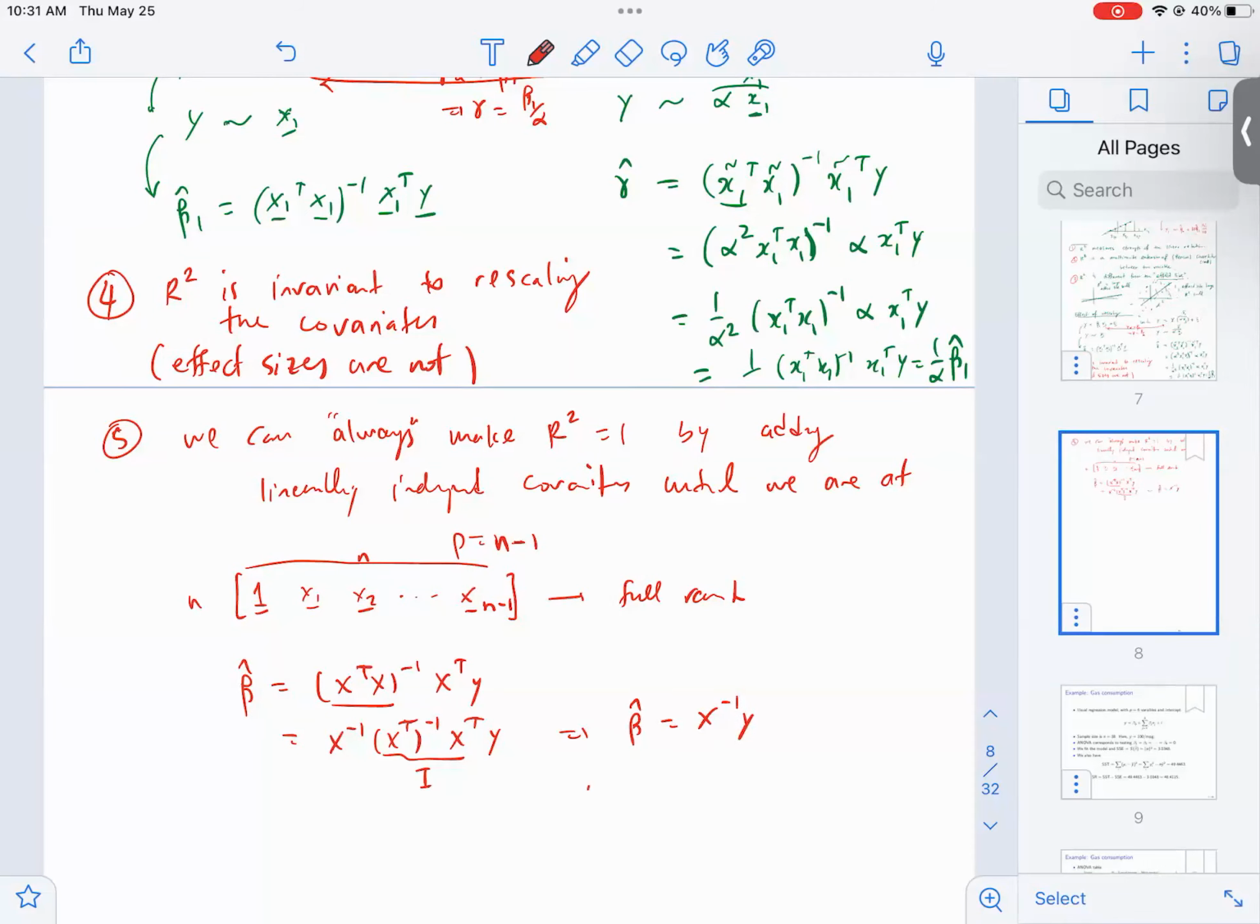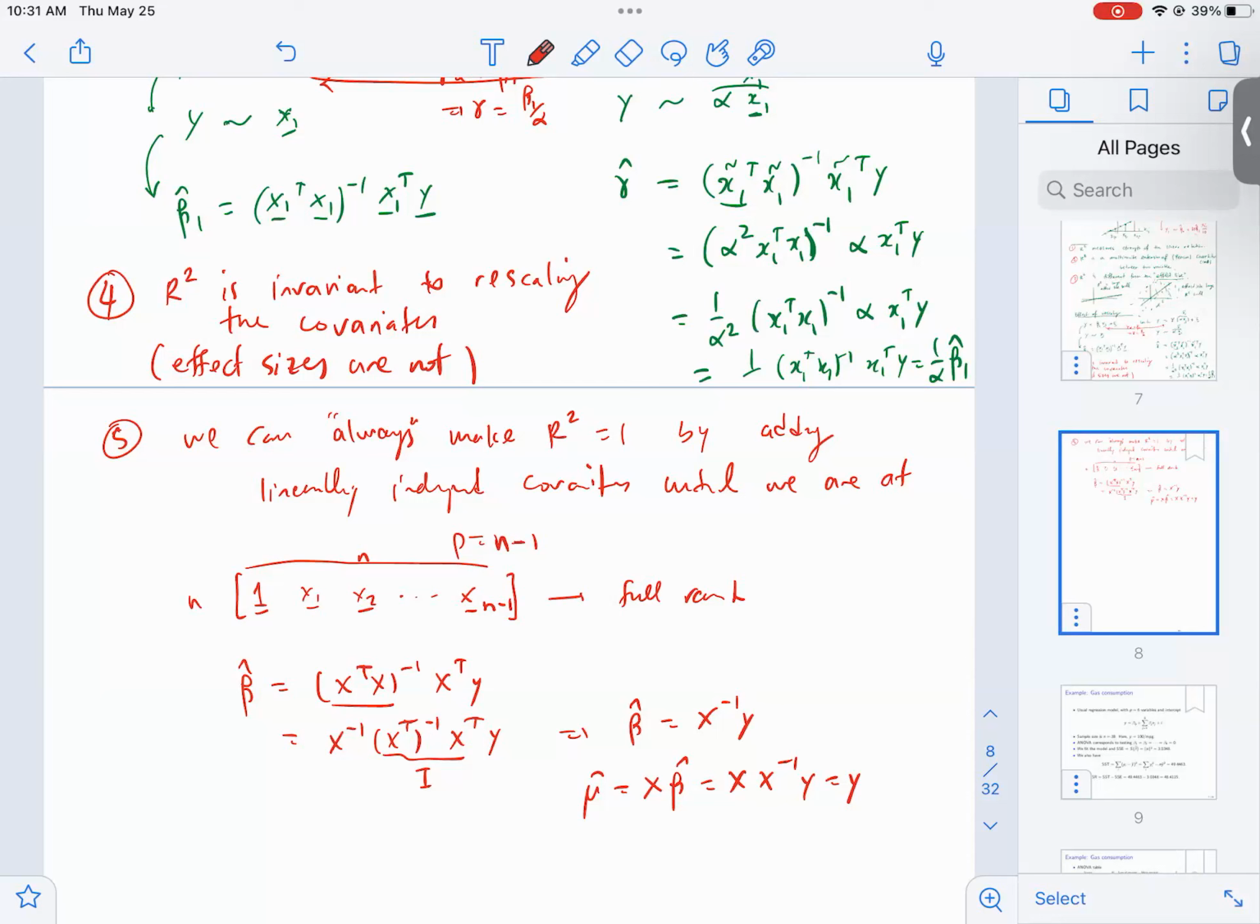So what would be the fitted values? x beta hat, which would be like x inverse y. And so you can see the fitted value would be equal to y. So the residual would be 0, r squared would be 1. This is the algebraic way of saying it. Geometrically, the span of this is going to be Rn, and when you project y onto Rn, it's going to be itself. So I can always do this.